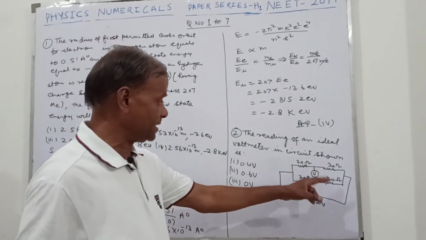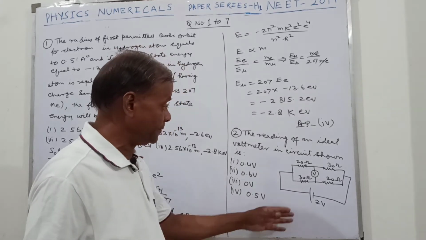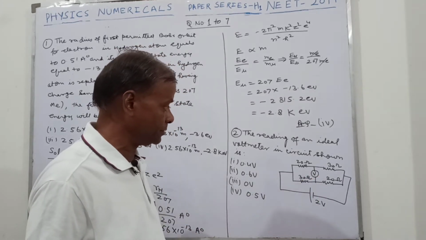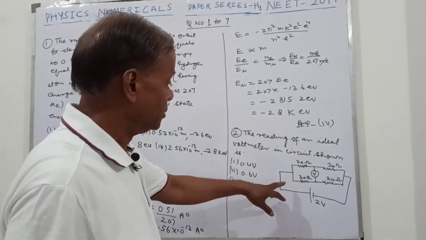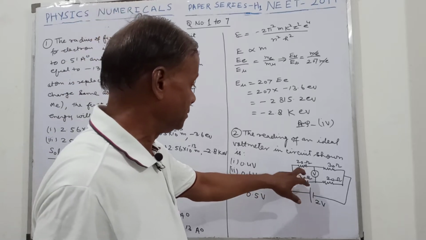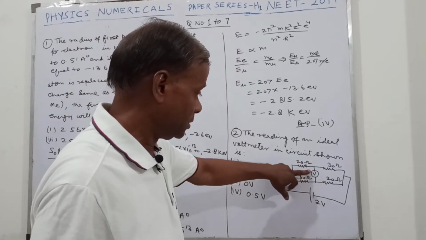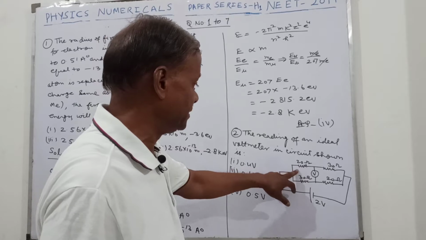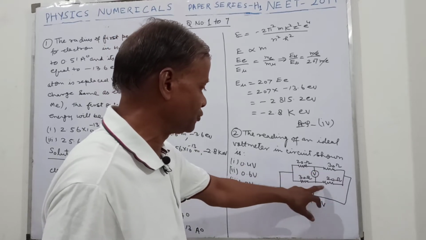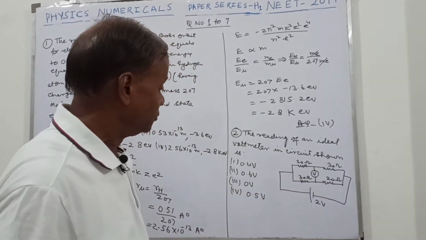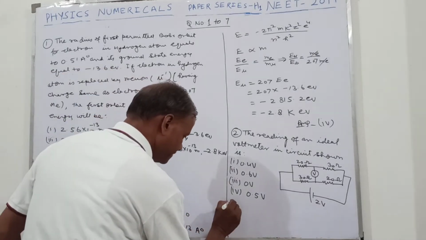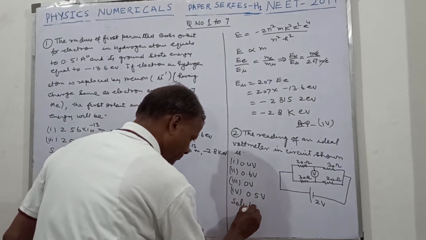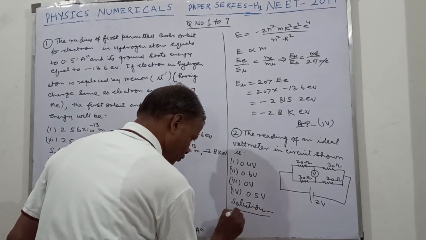This being just like a Wheatstone bridge, there will be no current in this voltmeter because it has infinite resistance. Even if we do not consider this voltmeter, you can see that these two resistances are in series and this pair is also in series, and both arms are in parallel. So now we can have the solution.